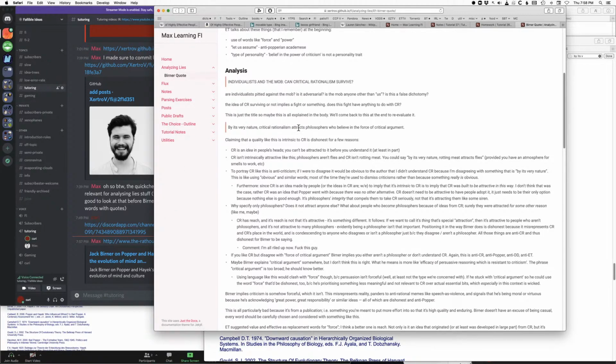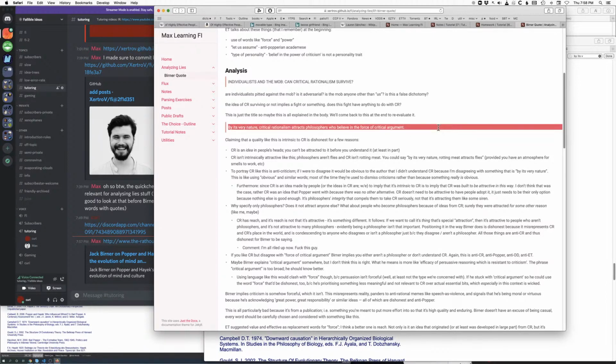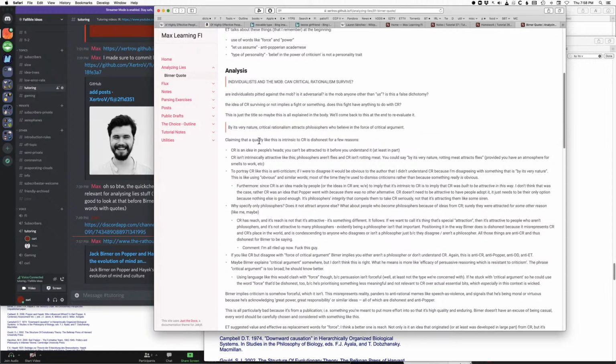Okay, so "by its nature, CR attracts philosophers who believe in the force of critical argument." Alright, what do you say? "Claiming a quality like that is intrinsic to CR is dishonest for a few reasons." Okay, when you say a quality, which quality do you mean? So attracting philosophers who believe in the force of critical argument. Okay. At first I thought you might mean something else, like the force of critical argument itself, but yeah, okay, the quality is the attraction.